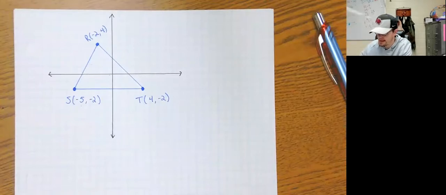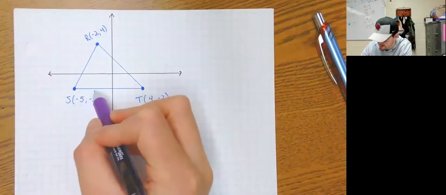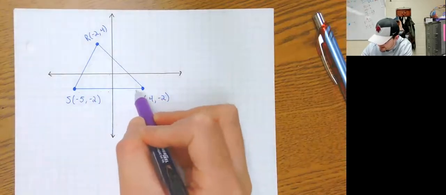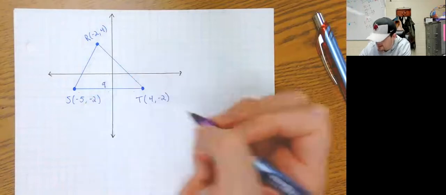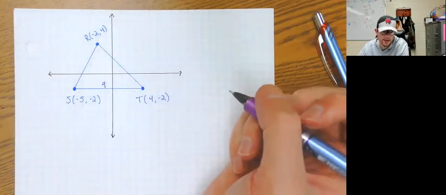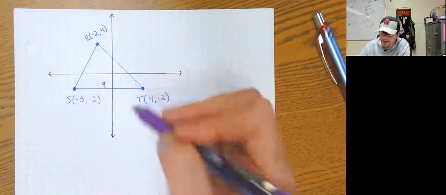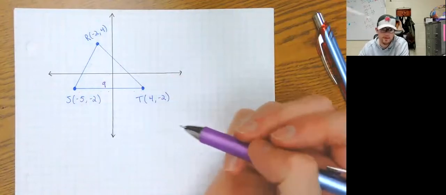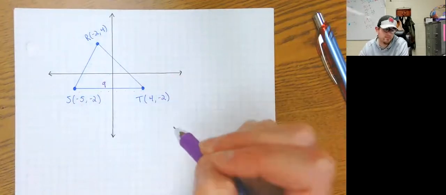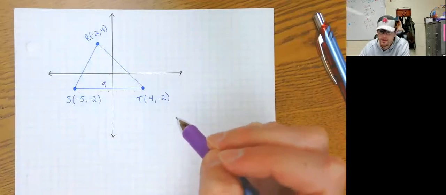So first thing I do, I start by counting the easy ones. 1, 2, 3, 4, 5. So this distance is 9. I have an issue: I have 2 diagonal lines, so I'm going to have to do the distance formula twice. Not my favorite thing to do, but I'm going to have to do it.